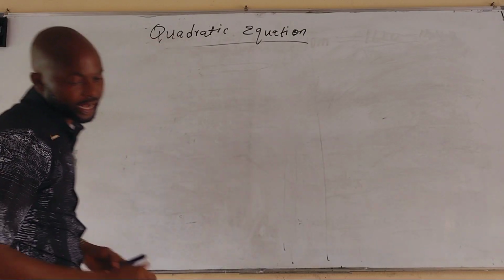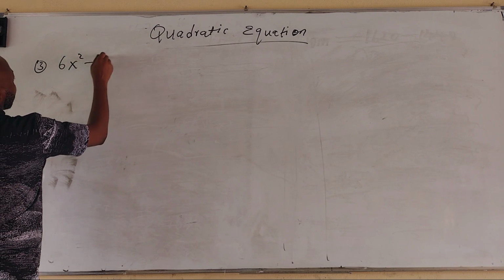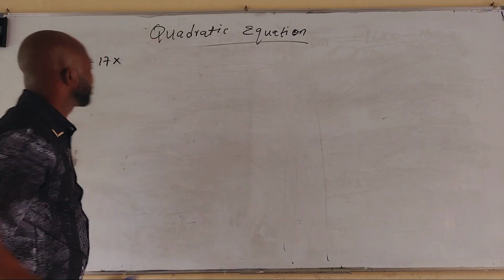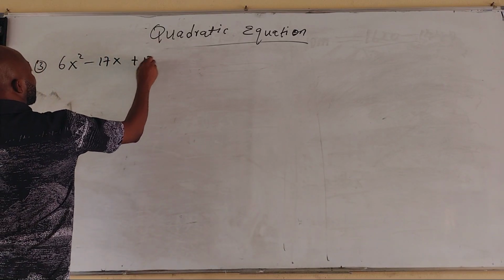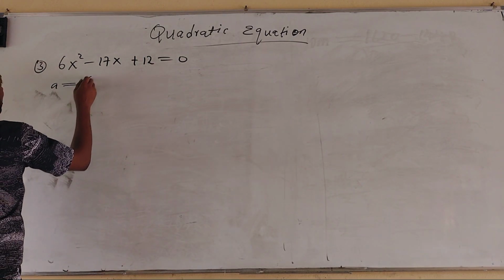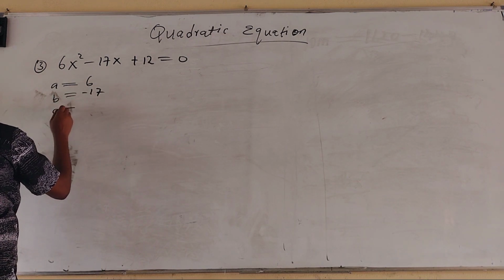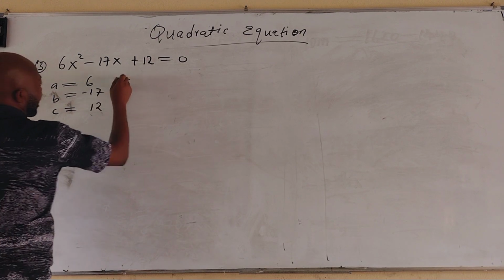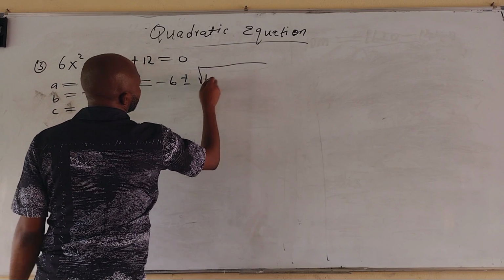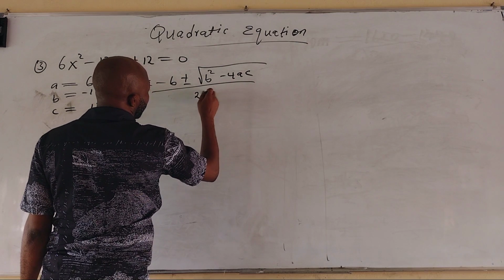6x squared minus 17x plus 12 equals 0. So our a is equal to 6, our b is equal to minus 17, and our c is equal to 12. x is equal to minus b plus or minus the root of b squared minus 4ac, over 2a.